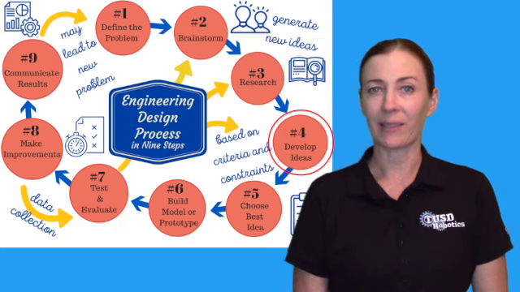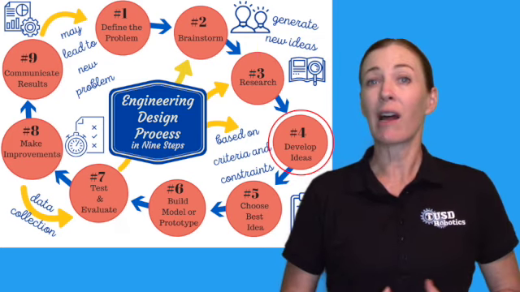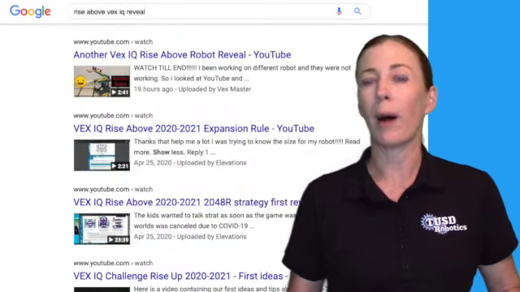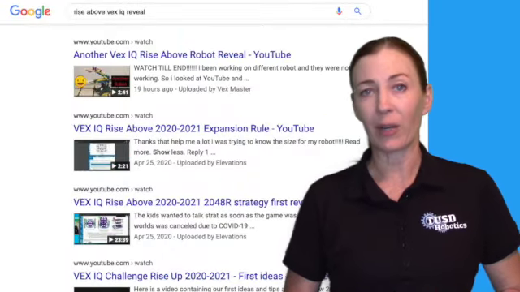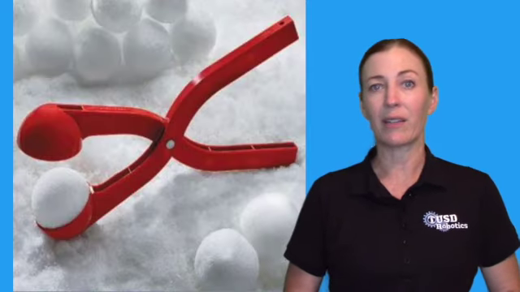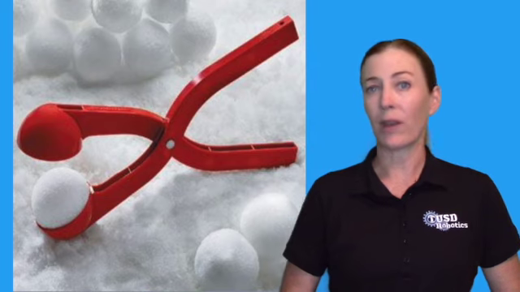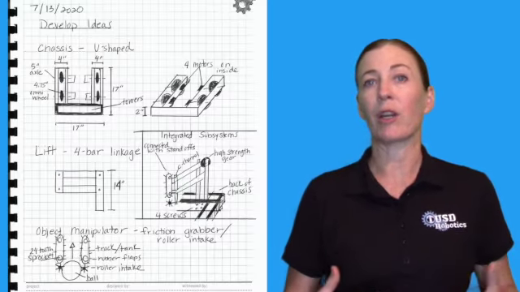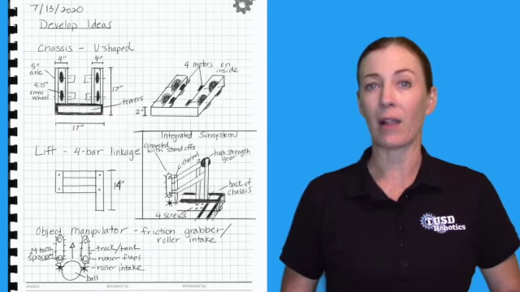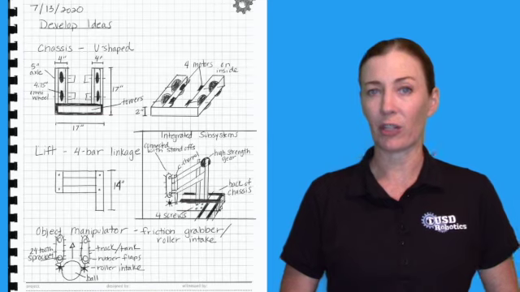Today we are going to learn about developing ideas, the fourth step of the engineering design process. So we've been spending time online researching, looking at videos of past robot builds or reveal videos that are found on YouTube for this year's game. We've been brainstorming ideas, maybe some inspirations from things not related to robotics. It's time now to take all that inspiration and all of that research and combine it together to fully develop an idea for a robot for this year's game.